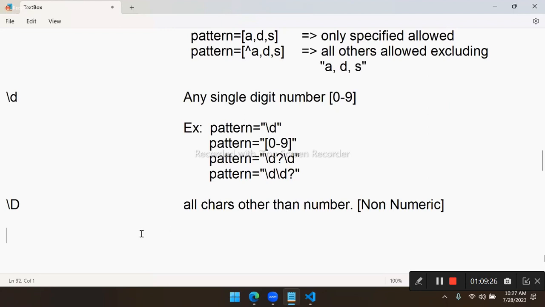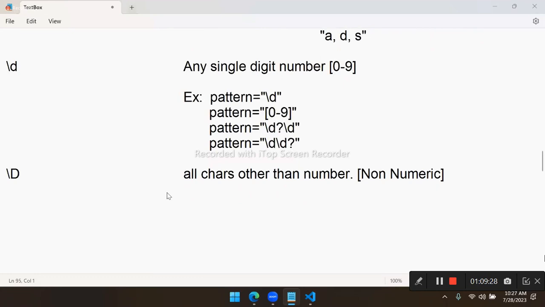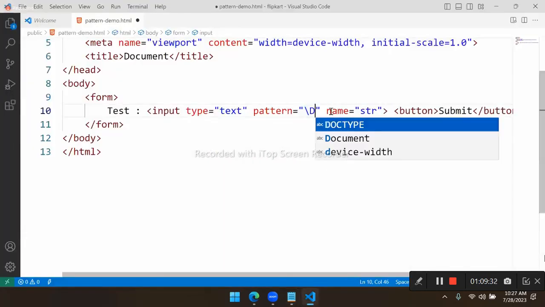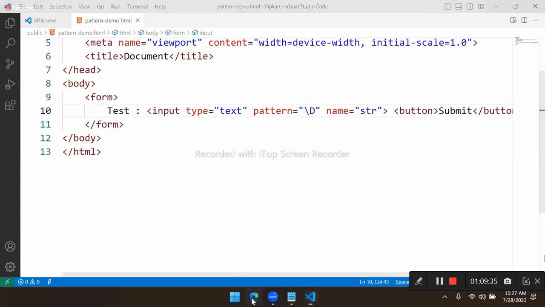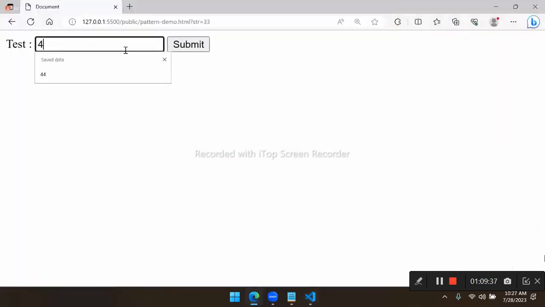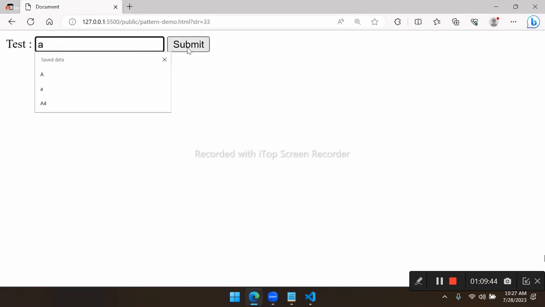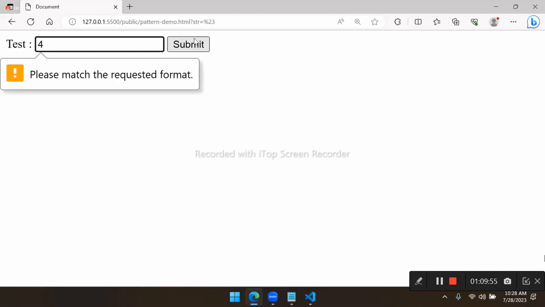That means you can see here I am writing like this, \D, uppercase D now. And you see when I say uppercase D, number is not allowed. Other than number, anything is allowed. You can enter alphabet lowercase, you can enter alphabet uppercase, you can enter special characters, but numbers not allowed. It allows all characters other than number.